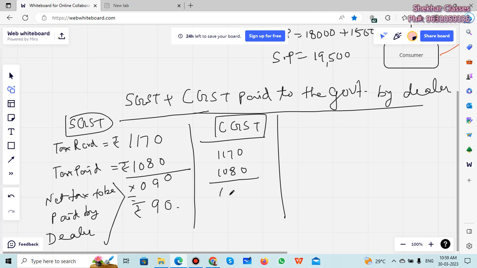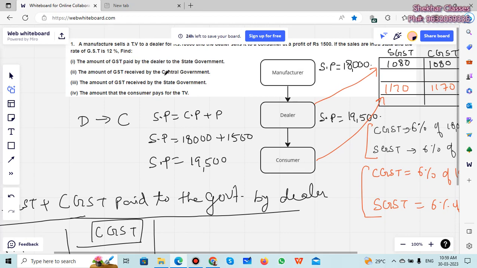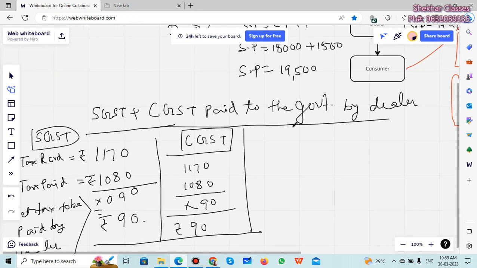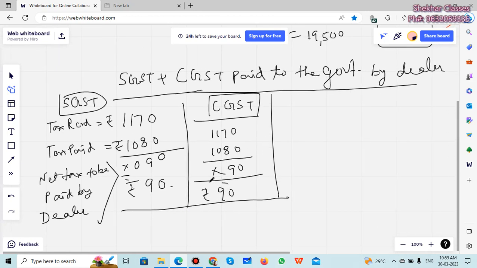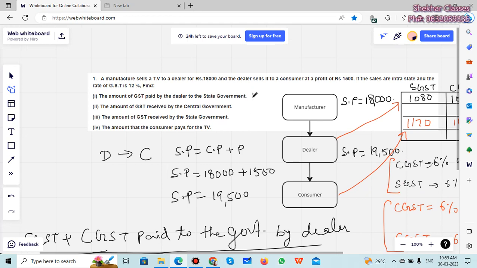So the remainder is 90 rupees. So the net tax that he will pay as a CGST will again be 90 rupees. So the question arises, the first question was the amount of tax paid by the dealer to the state government. How much will that be? State government is, this is 90 rupees. So this is the answer here, 90 rupees.